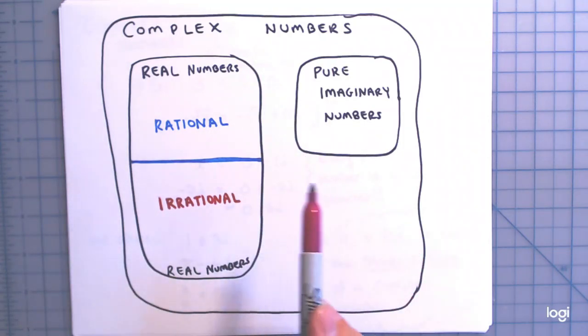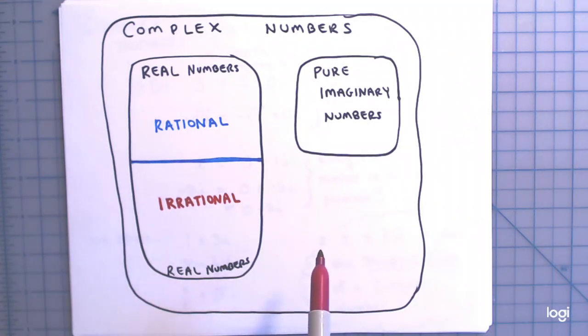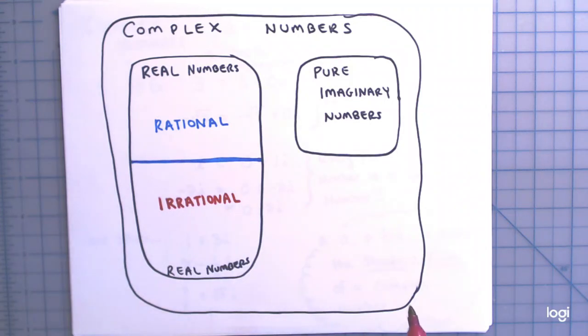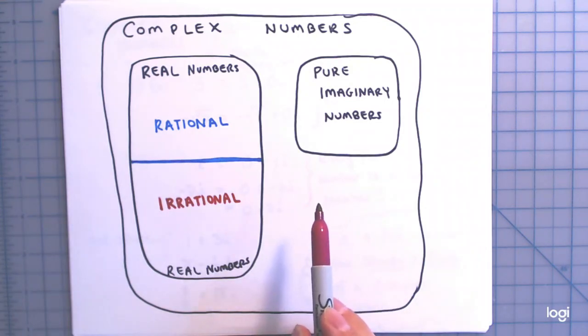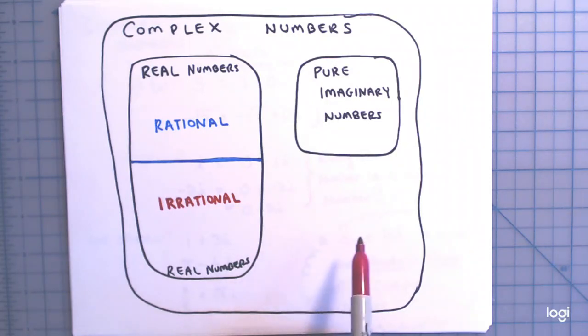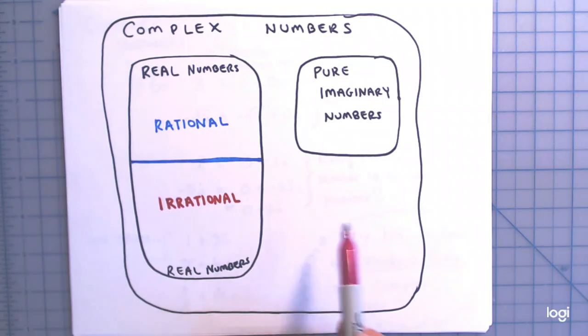There are lots of complex numbers that are not just real or just purely imaginary, but a combination of both. Like I had on the previous page, 1 plus 3i, 2 minus 1/5 i, the square root of 3 plus 9i. There are lots of complex numbers that are a combination of the two.